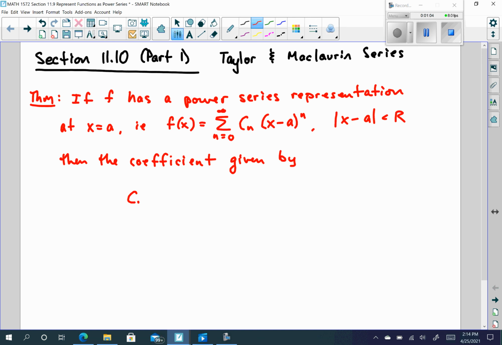we'll say c sub n is going to equal the nth derivative, so we're going to write it like this, the nth derivative at x equals a over n factorial. So that's our coefficient. So again, just to make a note, this notation here means it is the nth derivative of f of x.